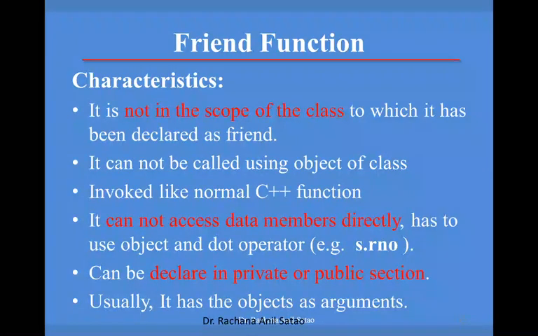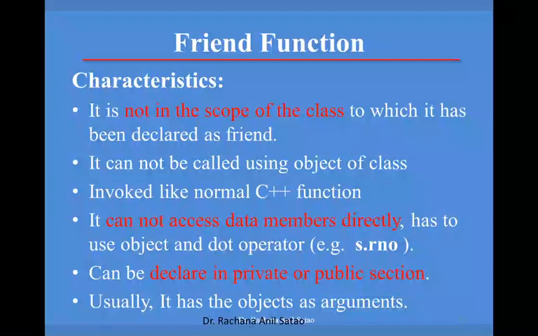Now this function is not a member of the class, so definitely we cannot call it with the object, and it is invoked like a normal C++ function because it is an outside, global function. It cannot access data members directly. It has to use the object and the dot operator. Like a member function of a particular class accesses the variables using the dot operator, similarly this function has to access them with the object name and a dot operator.